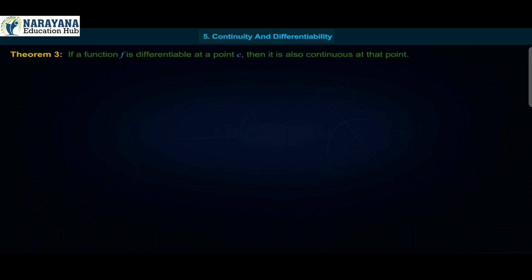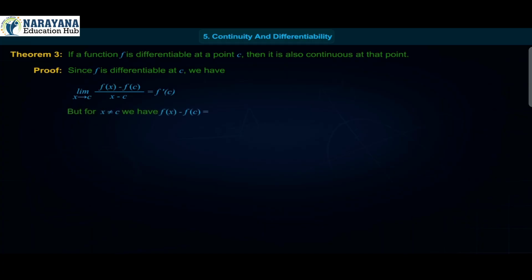Theorem 3. If a function f is differentiable at a point c, then it is also continuous at that point. Proof. Since f is differentiable at c, we have the limit as x tends to c of (f(x) - f(c))/(x - c) is equal to f'(c). But for x not equal to c, we have f(x) - f(c) = (f(x) - f(c))/(x - c) × (x - c).